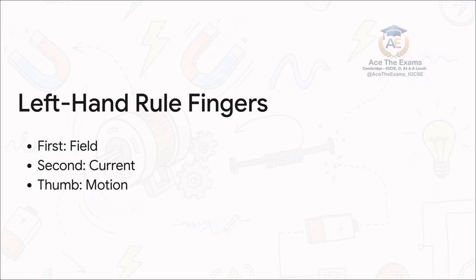If you have 30 seconds to write a perfect Peel paragraph, your point is the rule itself. Your evidence is the finger alignment. Your explanation is how the fields interact, and your link is stating the final direction of motion.